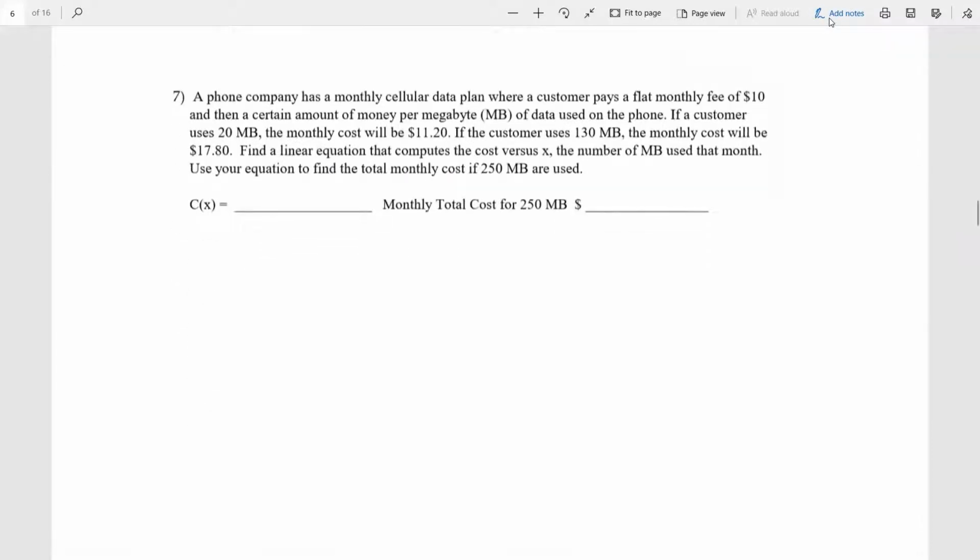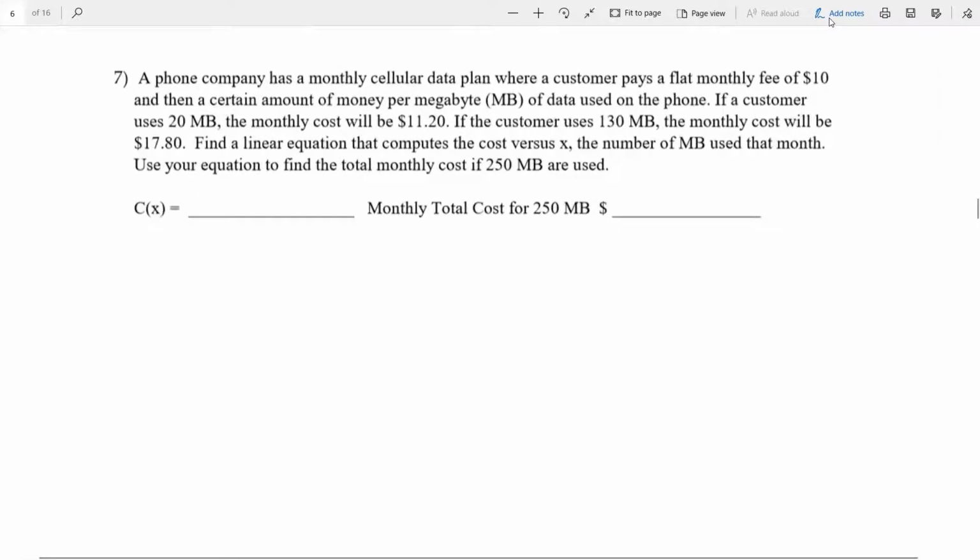Now, the next modeling problem is we have a phone company that has a monthly cellular data plan where you pay a fee of $10 per month and then a certain amount of money per megabyte of data. If a customer uses 20 megabytes, the cost will be $11.20. If he uses 130 megabytes, the monthly cost would be $17.80. We want to find a linear equation that computes the cost versus x.